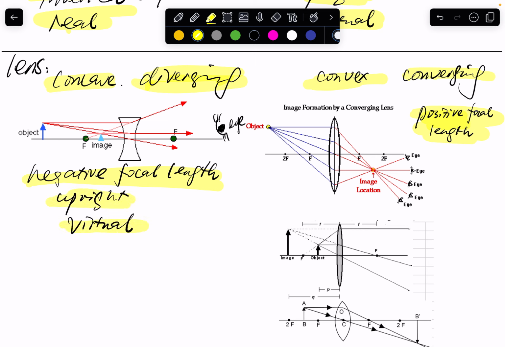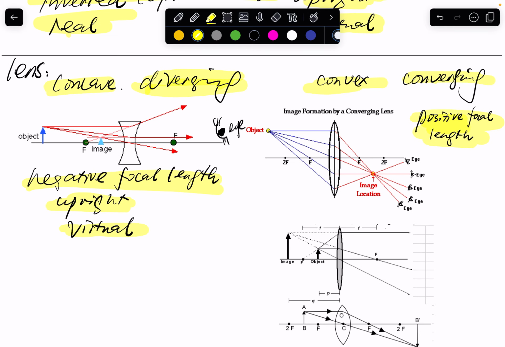this upright virtual image, right? When the image is upright, it is always virtual, right? When it's a real image, most likely it's an upside down, inverted one. Okay, all right. So that is the concave lens and convex lens.